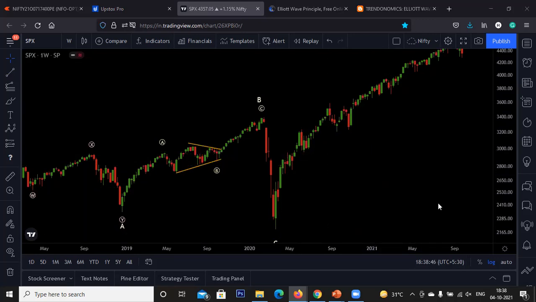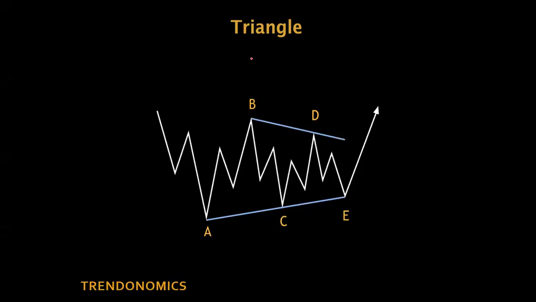Let's look at the next pattern. So this is the final pattern, triangle. And again, one of my most favorite patterns, triangle. A triangle is a 3-3-3-3-3 pattern consisting of five waves, wave A, B, C, D, E, and all the waves are three-wave structures unfolding as a triangle. There are 3 types of triangle.